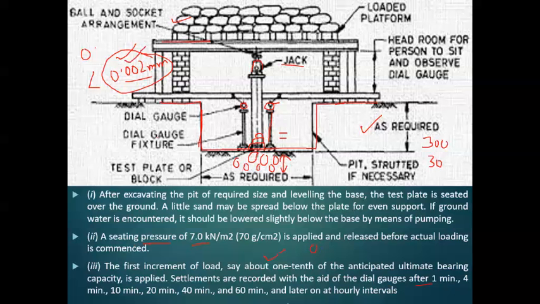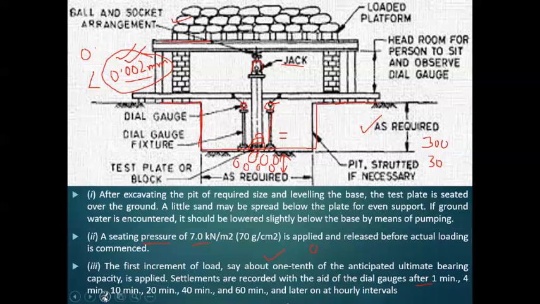Until that moment, we have to keep on observing the load as well as the settlement. The load is 1/10 of that, so the 30 kilonewton per meter square is fixed, but the settlement we have to monitor in this fashion. So this is the procedure.